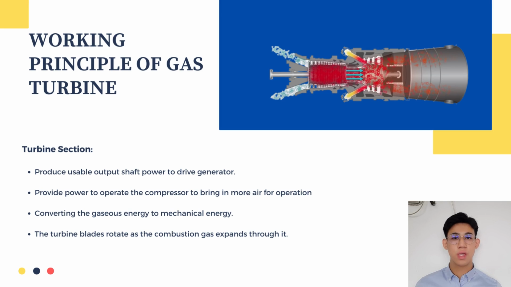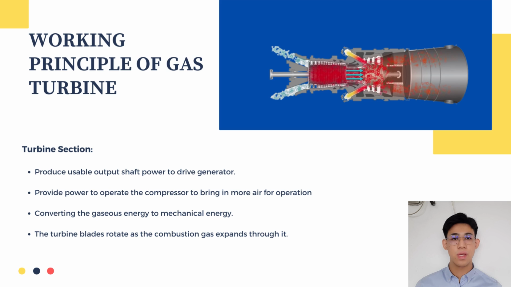After that, the combustion gas will enter the turbine section of the gas turbine engine, which is responsible for producing the useful output shaft power used to drive the generator. In addition, it is also responsible for providing power to operate the compressor in order to bring in more air for the operation. It does this by expanding the high temperature, pressure, and velocity gas and converting the gaseous energy into mechanical energy in the form of shaft power.